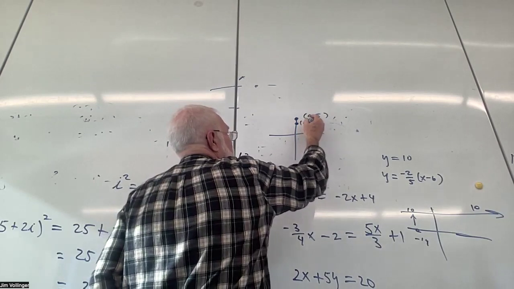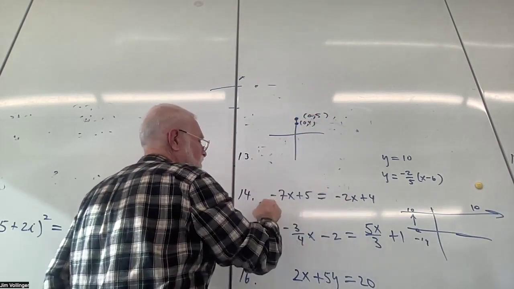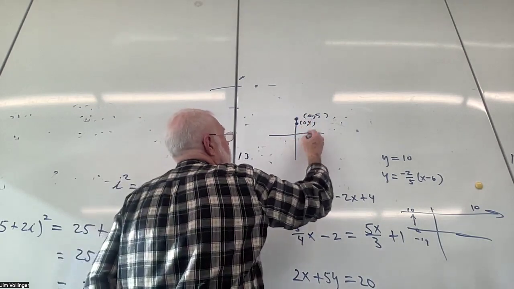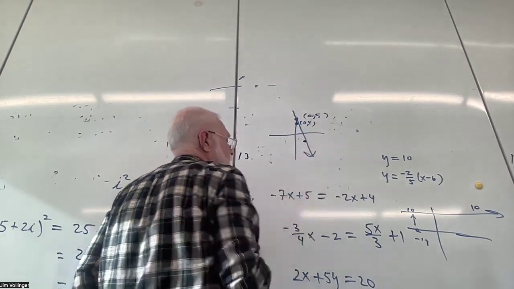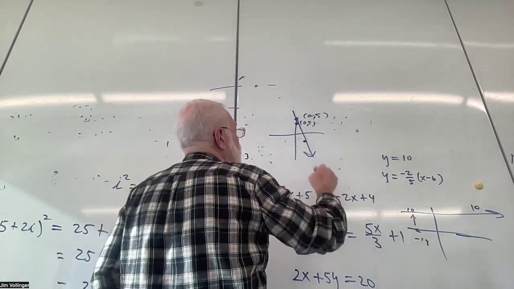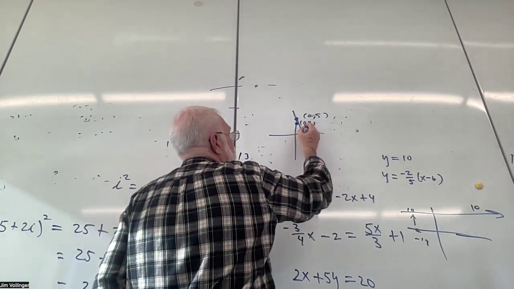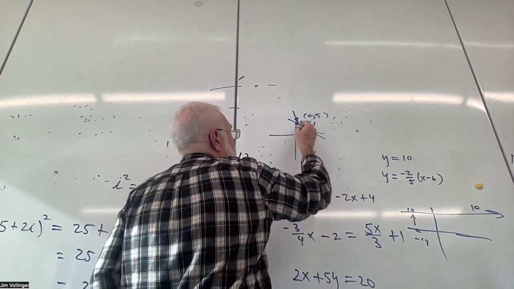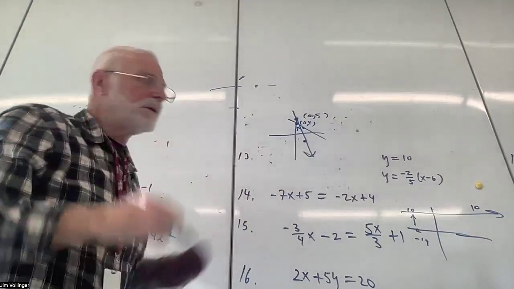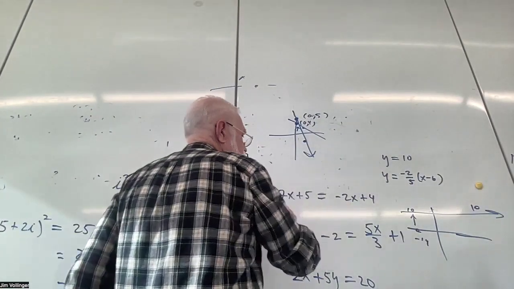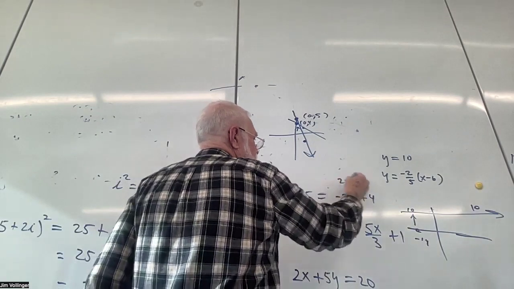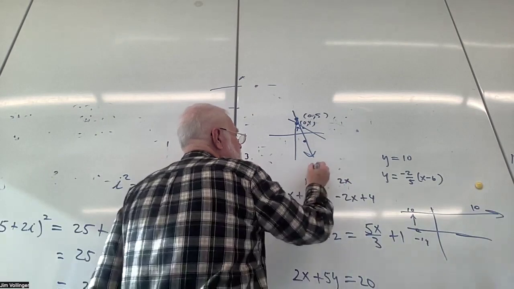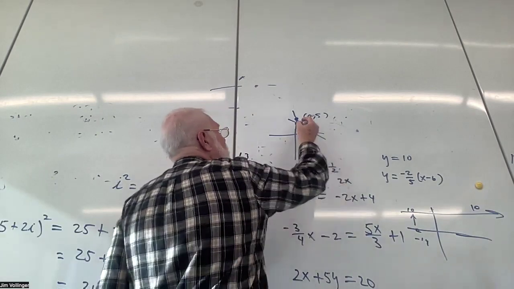A 0 gets me 4 for the second line. I know I'm going down 7 over 1 from 5, so that line looks like that. I know this one's going down 2 over 1, which gets me that. I think my x value is pretty darn close to 0. Let's find it. I'm going to add 7x to this side. That gets me 5 equals 5x plus 4. I'm going to take 4 away from that side. That gets me 1. Does it look like x equals a half might be where these intersect?